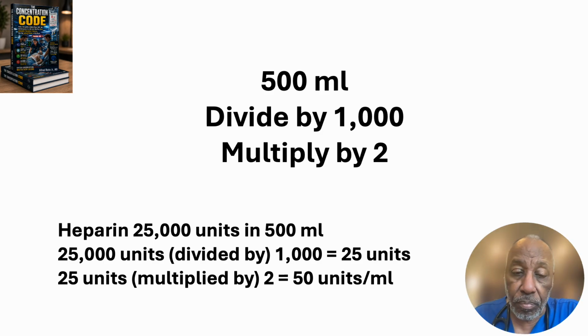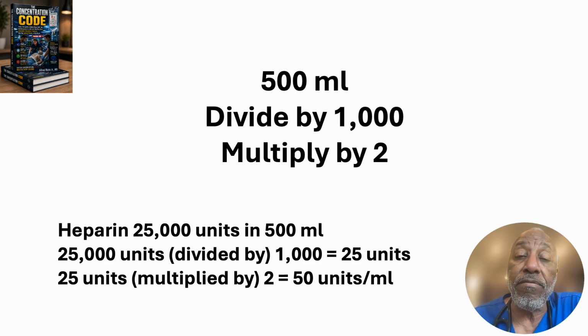Heparin has 25,000 units in 500 milliliters. Divide by 1,000, you get 25. Multiply by 2, you get 50. The concentration is 50 units per milliliter. Every milliliter of that bag contains 50 units of heparin. Running it at 20 milliliters an hour delivers 1,000 units per hour. That's a typical starting rate for a heparin infusion in a patient with pulmonary embolus or deep vein thrombosis.